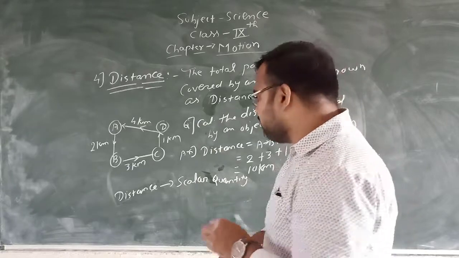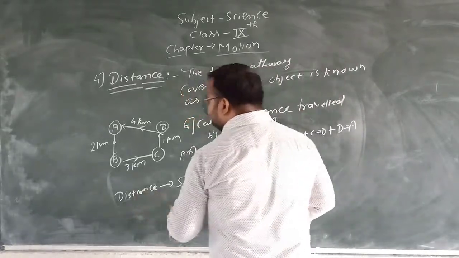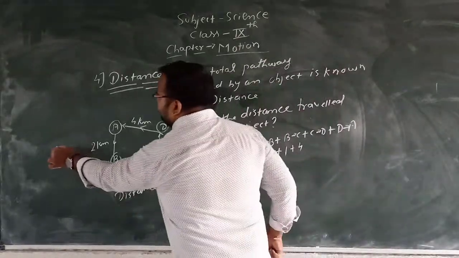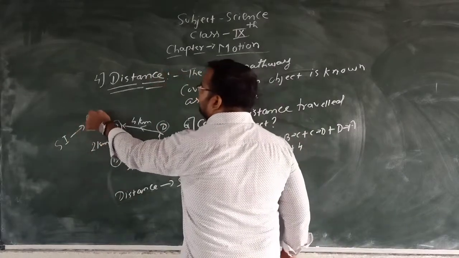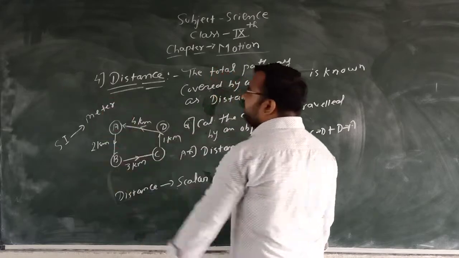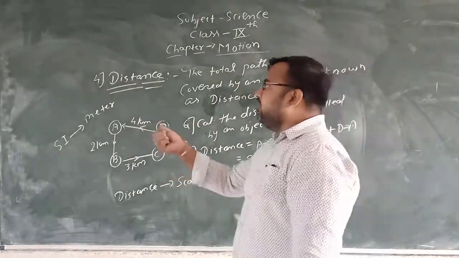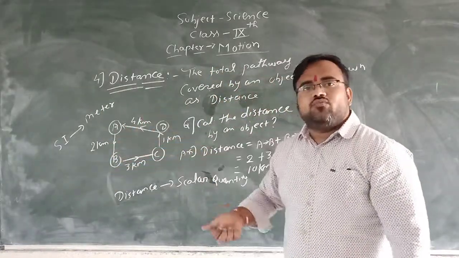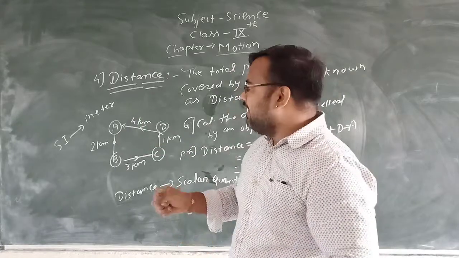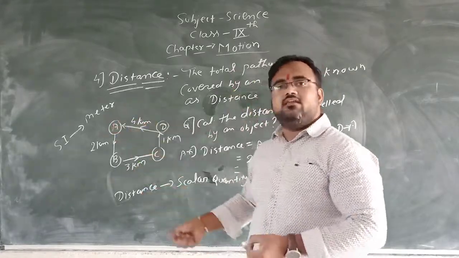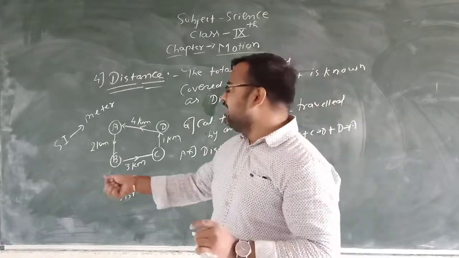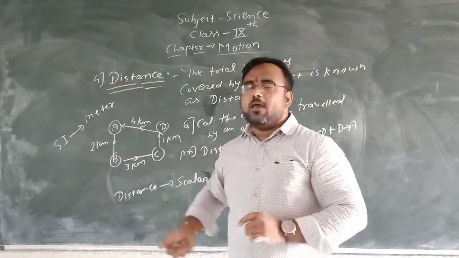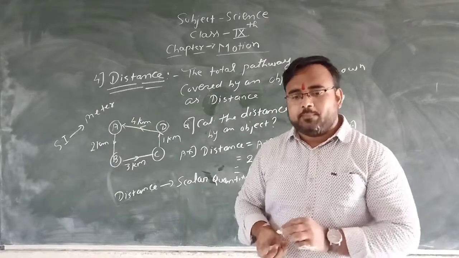Then we can write the SI unit of distance. The SI unit of distance is meter. Distance is denoted in terms of kilometer or meter, but we are writing the SI unit of distance as meter. We can convert the meter into kilometer or centimeter, but the SI unit of distance is meter. Clear?